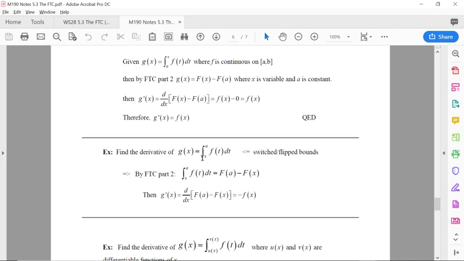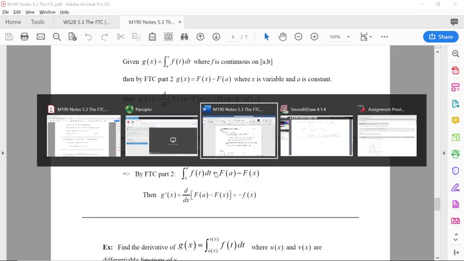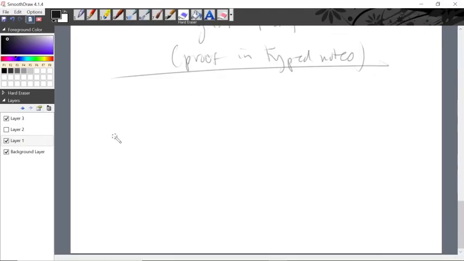Now in general then, we can say if we switch the bounds on any definite integral, the output is going to be the opposite. So that is easy to show also by part 2 of the fundamental theorem.